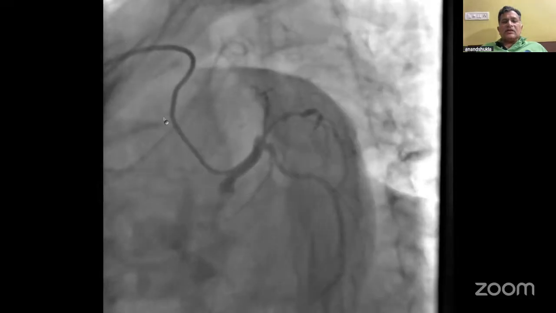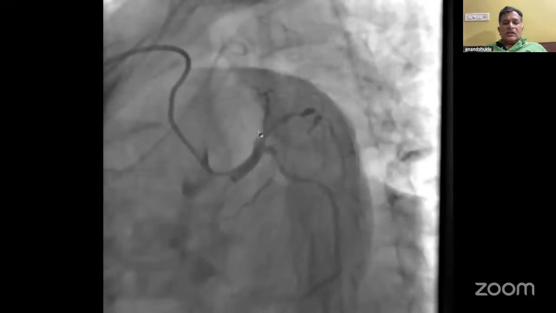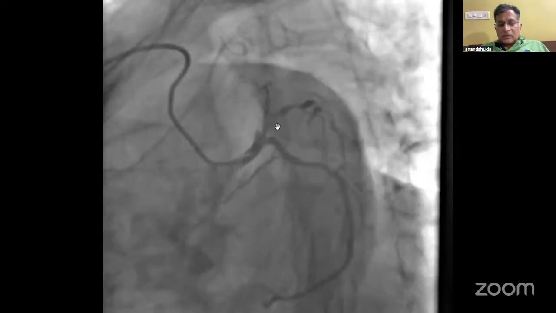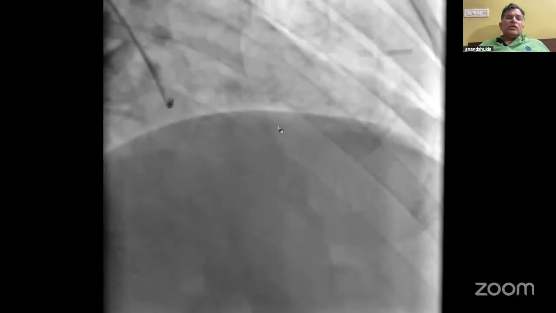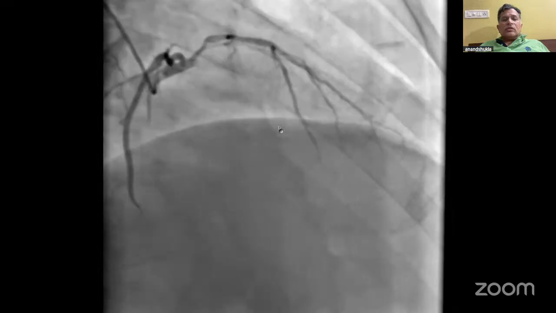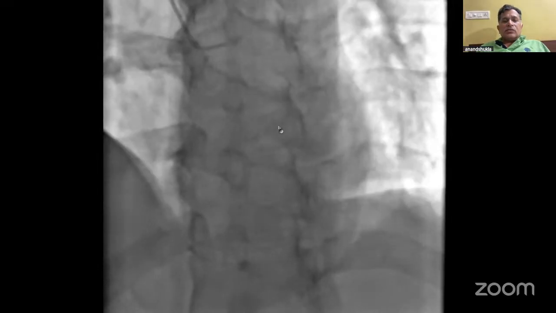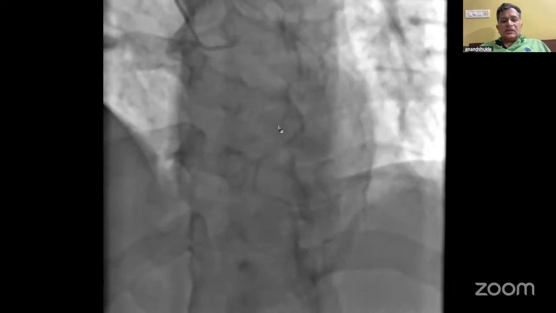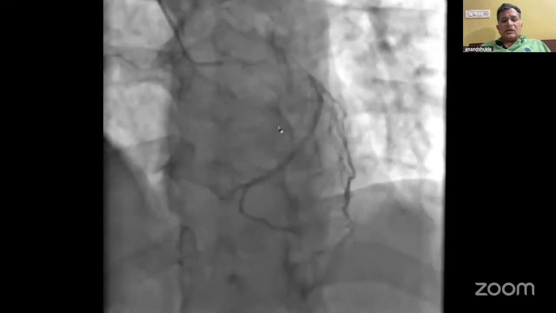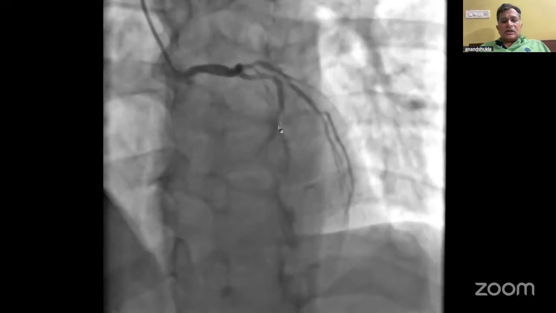So LAO caudal view is very much informative. If you see, there is a ramus, and just beside the ramus the ostioproximal LAD stenosis. Circumflex appears to have mild stenosis. Ramus has at least mild to moderate stenosis. In the cranial view also, the LAD shows ostioproximal total occlusion without any antegrade filling. So we are interested in the right coronary injection. We expect some filling of the left coronary from the right. This is the cranial view.